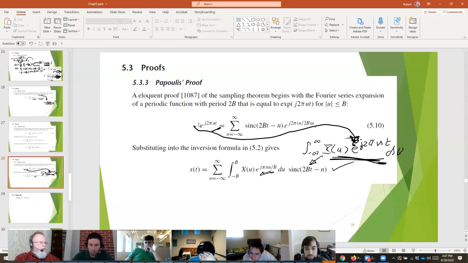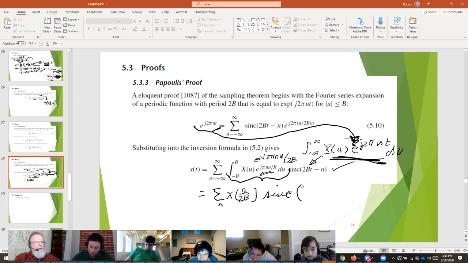Let me say it again. We have this very unusual thing, and this is the key to Papoulis's proof. We have an e to the j 2 pi ut, which can be expressed this way in terms of a Fourier series, where t is basically considered a constant here. It's one that goes along for the ride when you're computing the Fourier series coefficient. Then we take this and substitute it into the inverse Fourier transform definition, and that gives rise to this relationship that we see here. And we can see immediately that, just like in the Fourier series, this is e to the j 2 pi nu over 2b, right? All of this integral, as we had before, simplifies to x of n over 2b times the sinc of 2b t minus n. That is one beautiful proof.